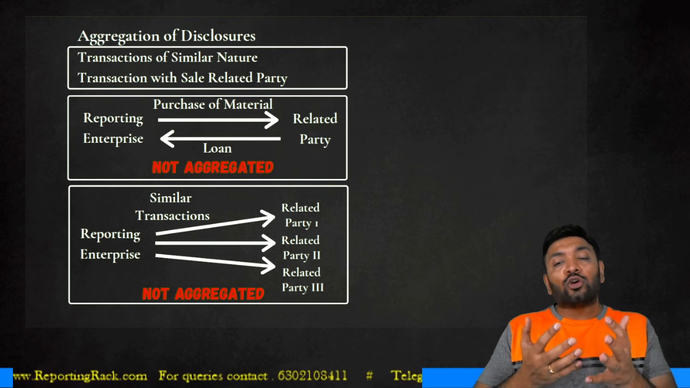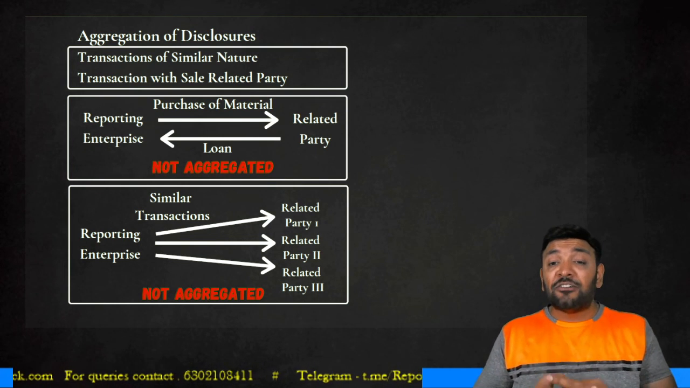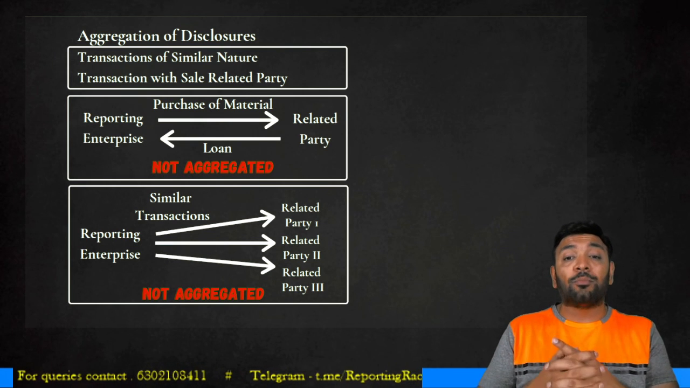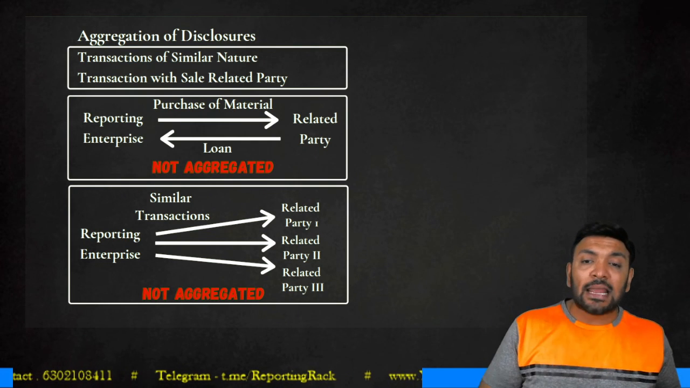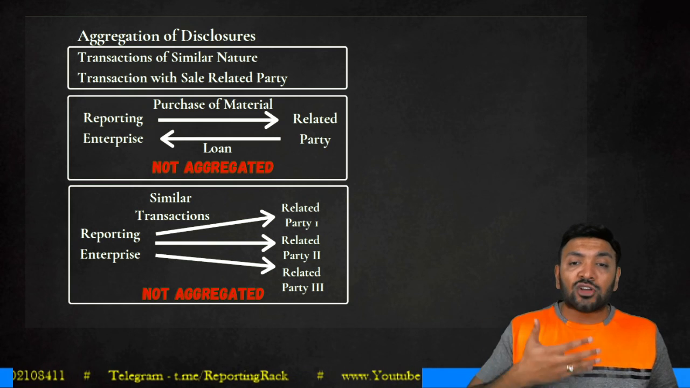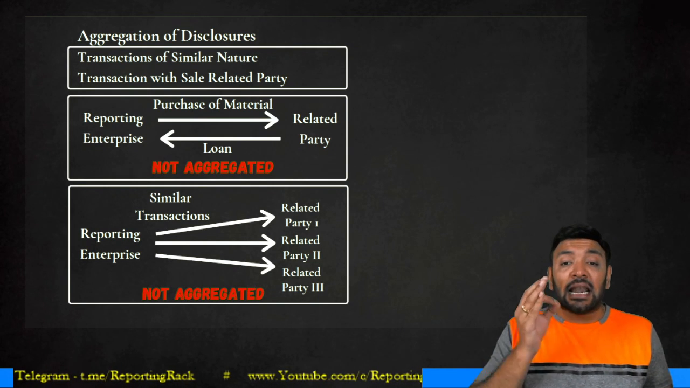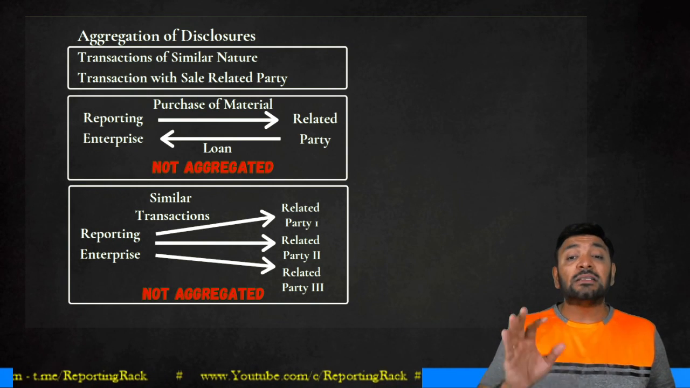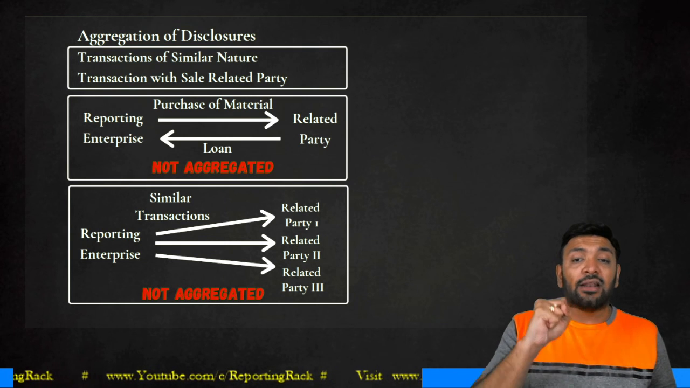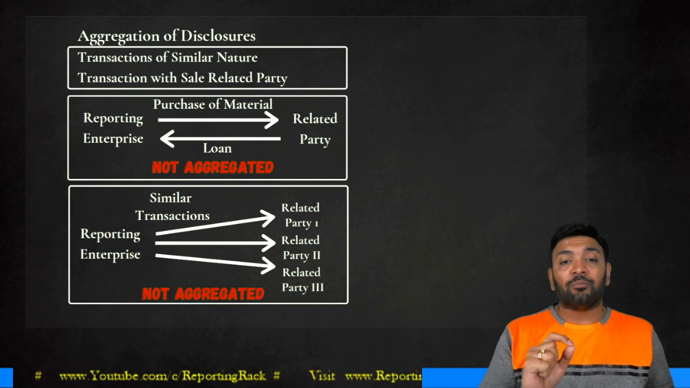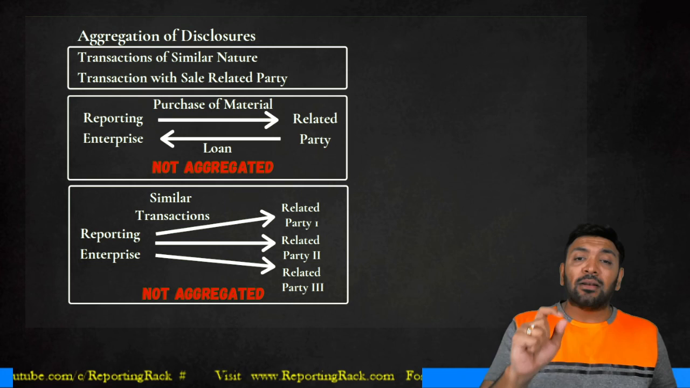Guys, don't you think too much volume in your disclosures is also unnecessary? And it defeats the purpose of financial statements, because the financial statement should be reliable and relevant. How is it relevant when it is the same related party and you have the same nature of transactions? If you are reporting it multiple times, it is no longer relevant. That is the reason why, to enhance the reliability and the relevance of the reporting enterprise, it says you can disclose as an aggregate. You can disclose as a combination, as one single amount, only if it is a transaction of similar nature with the same related party.